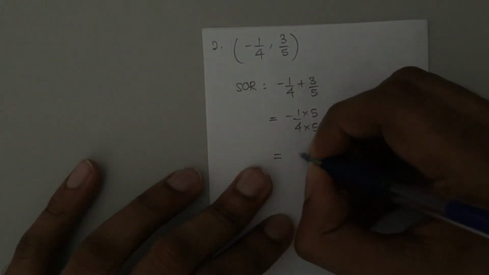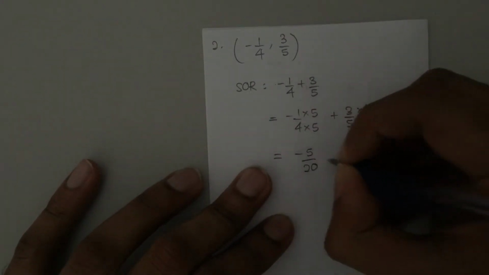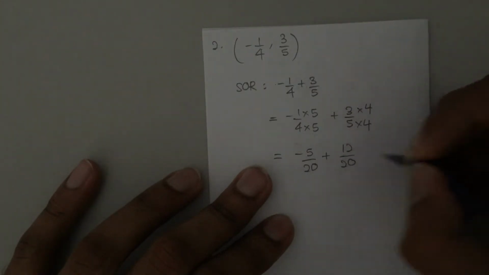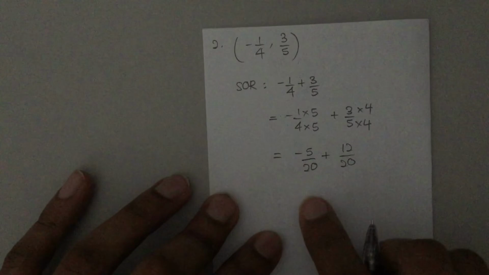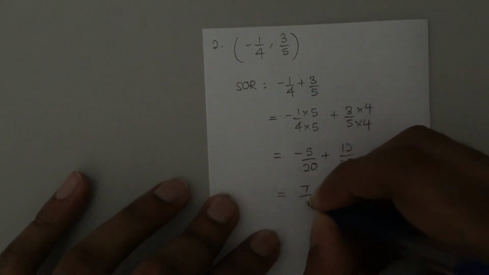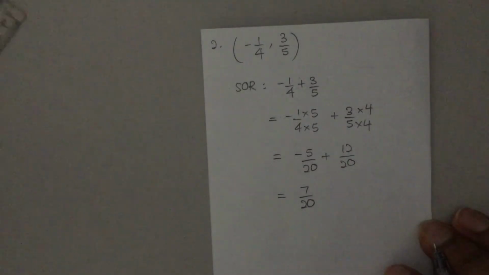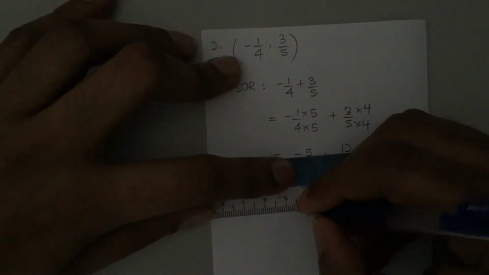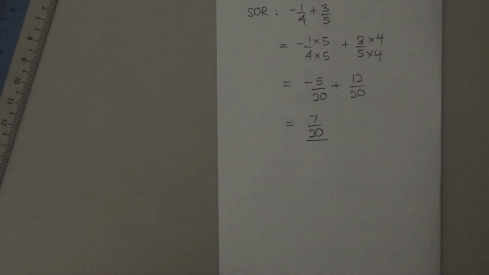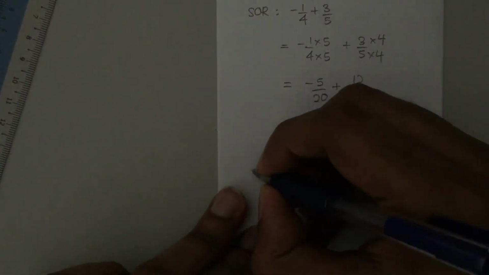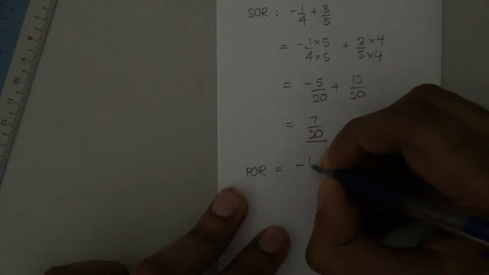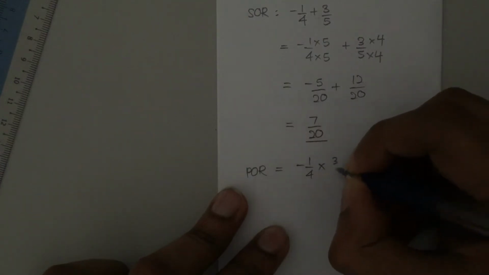So from here you get negative 5 over 20 plus 12 over 20, which is 7 over 20. So this is your SOR, sum of roots. Let us proceed to find the product of roots. The product of roots will be equal to negative 1 over 4 times 3 over 5.